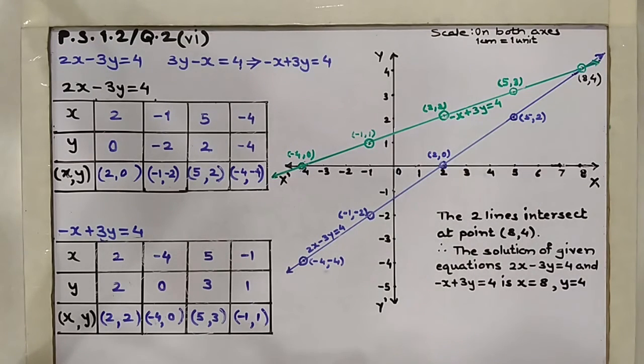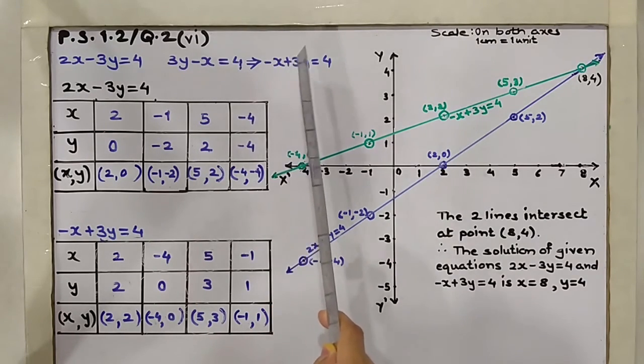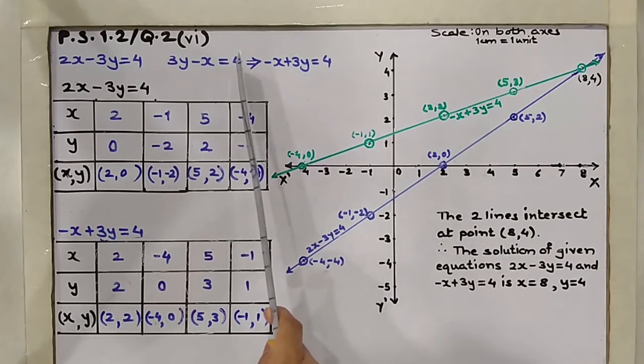Practice set 1.2, question number 2, 6th sum. Solve the simultaneous equations by using graphical method. In this question we have two equations. First is 2x minus 3y equal to 4 and the second one is 3y minus x is equal to 4, which is same as minus x plus 3y is equal to 4. Now we have to solve these two equations by using graphical method.